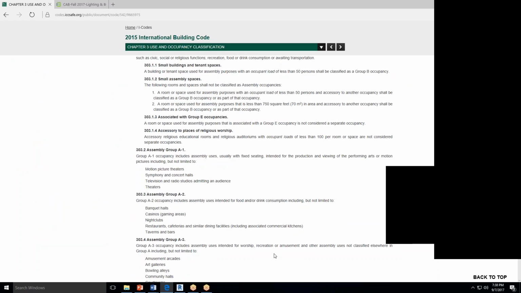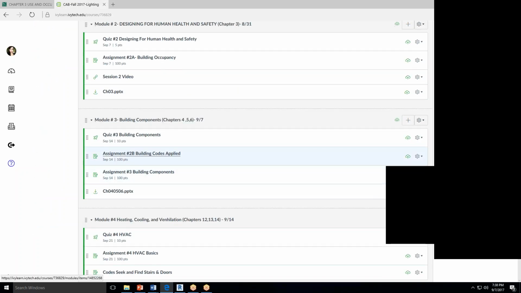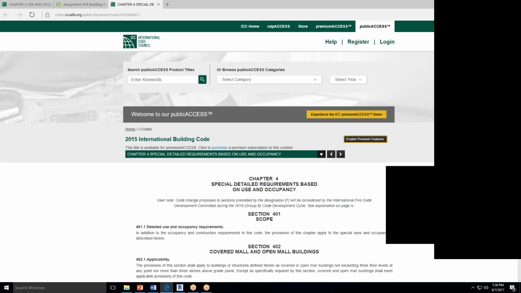I already have the codes book open. The way that I accessed the codes book in order to do 2B was I came into the assignment, which is now located in module 3. I moved it to the week that you'll be working on it in. If you click on assignment 2B, it already has the access to this book embedded in it, and we can access it for free online. It's different than if you had to log into ICC and create an account. It's open to the public, so you shouldn't have any problems with it loading and being visible to you.